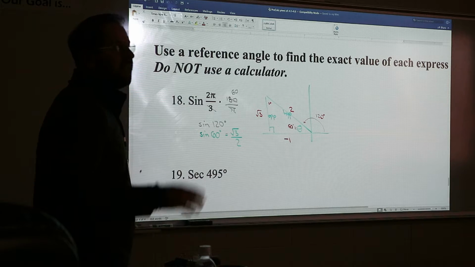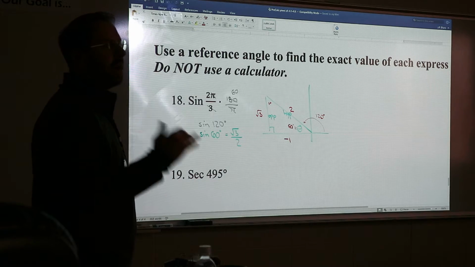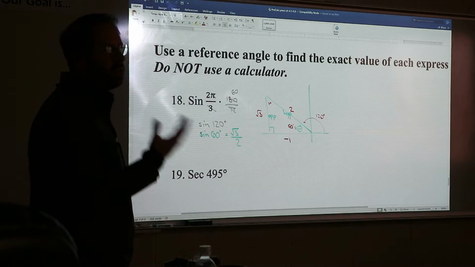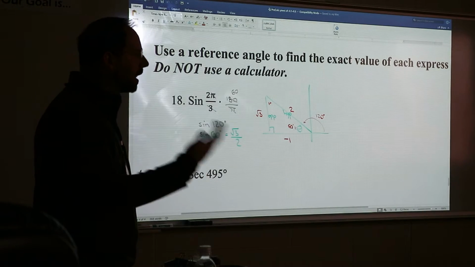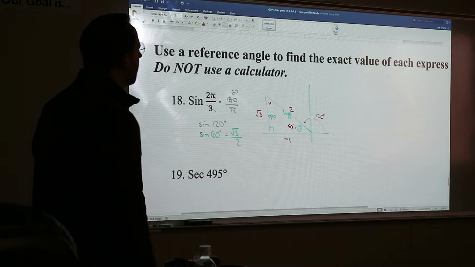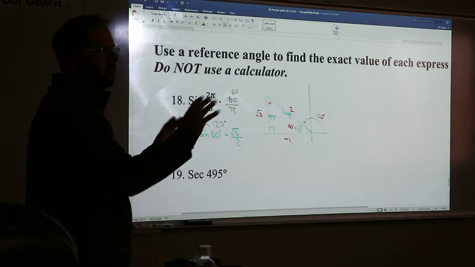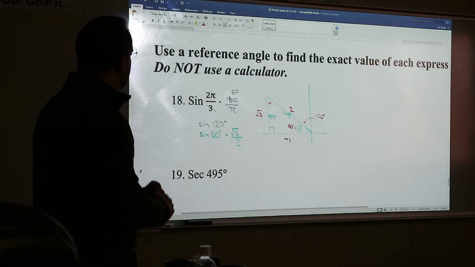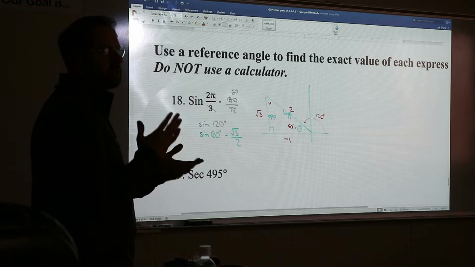Cool. Again, that's the exact answer. No calculator needed, unless you need to convert the angle back. Like the next one, I would subtract 360 to figure out what that smaller angle is. But once you have it, then you can draw it in whatever quadrant it's in, and then you can figure out what special triangle it is.